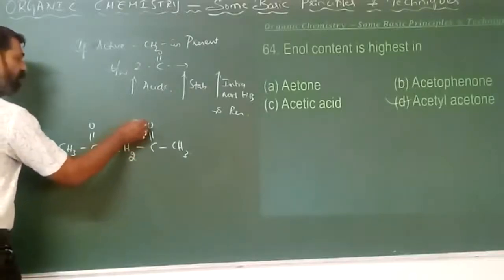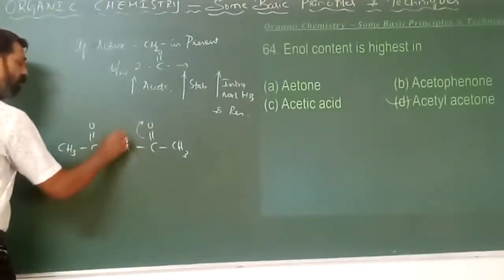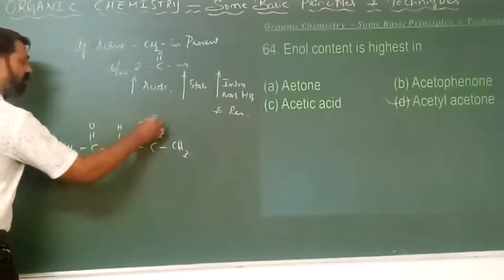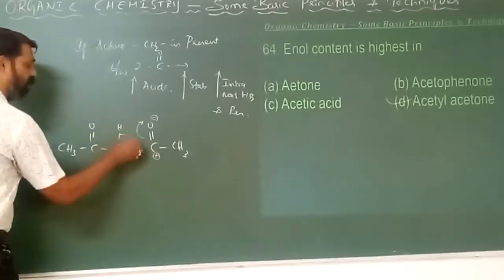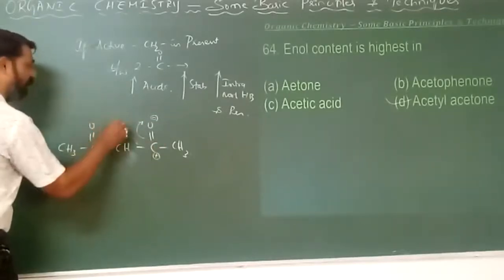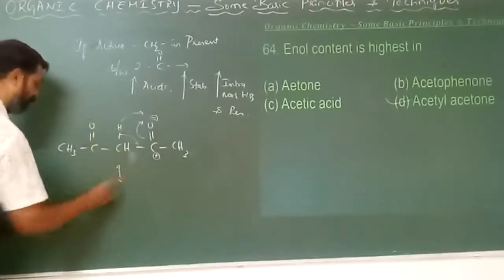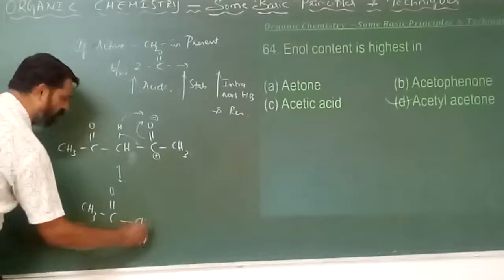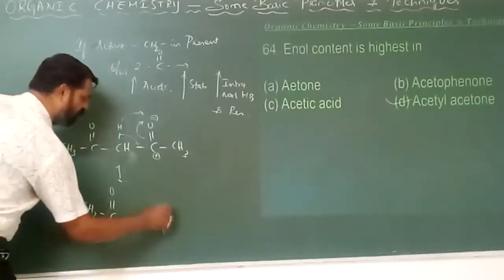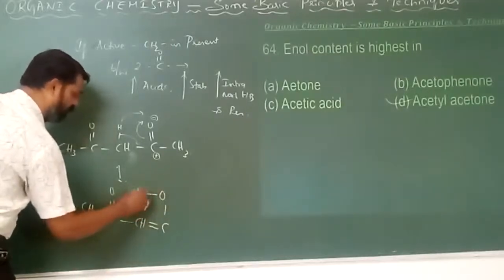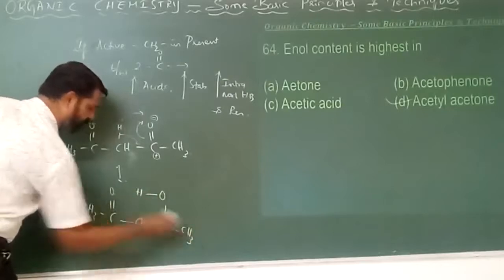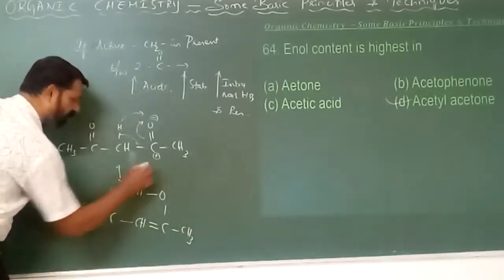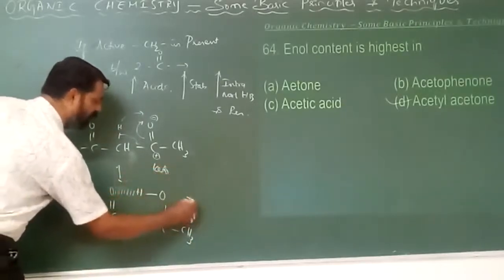It gets shifted here, H. This gets a minus and this gets a plus. A double bond is formed here. Therefore, CH3, C double bond O, single bond CH, double bond C, single bond O with H, single bond CH3. This is actually the keto form, and this is the enol form.